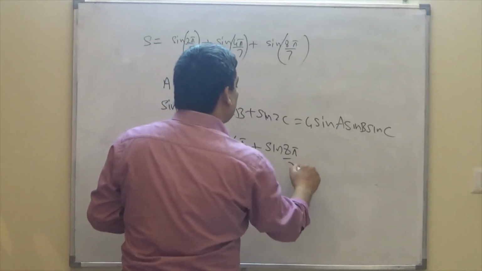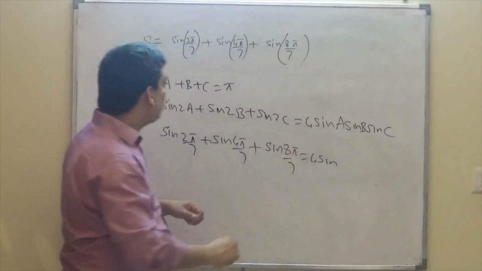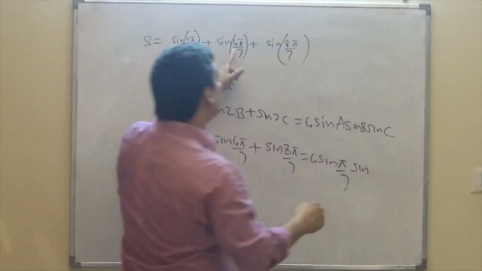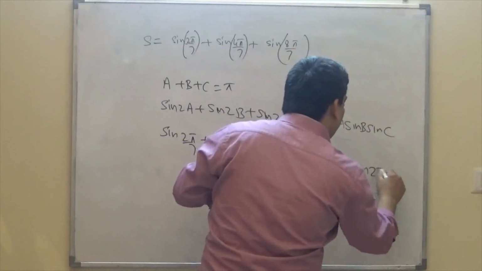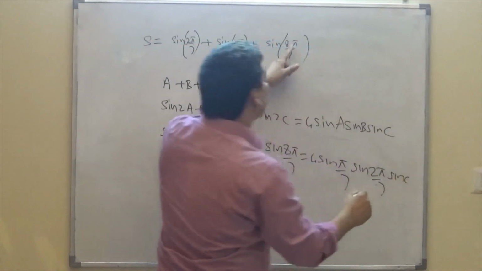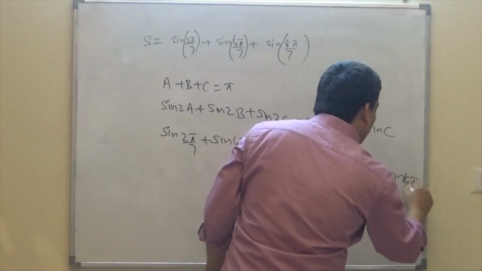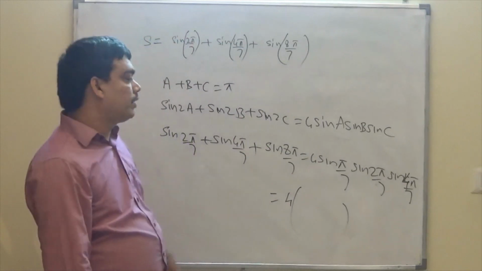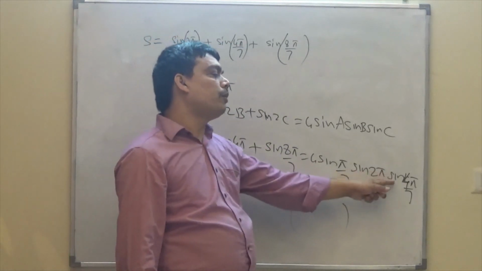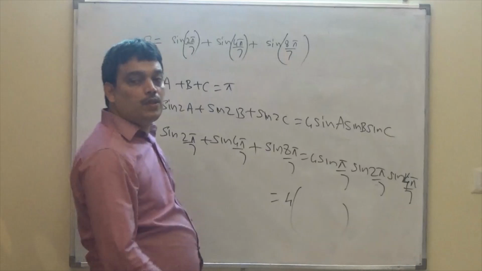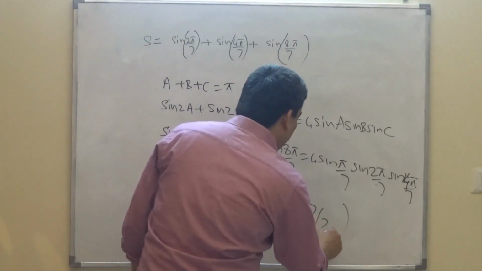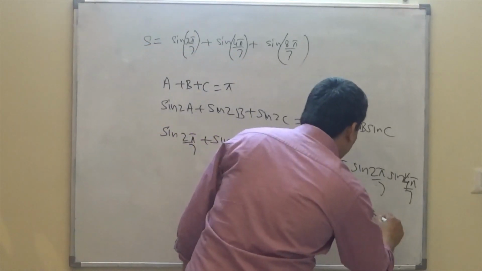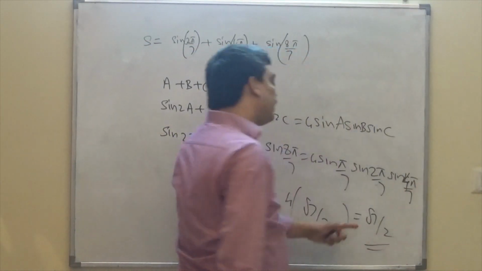That should be the same as 4 times sine of angle a, which is half of this angle, so pi by 7, sine of angle b, which is 2 pi by 7, and sine of angle c, which is 4 pi by 7. Already I gave you a shortcut for this product: sine pi by 7, sine 2 pi by 7, sine 4 pi by 7, which I just proved is root 7 by 8. So you get 4 into root 7 by 8, which is equal to root 7 divided by 2. That's how you get the answer.